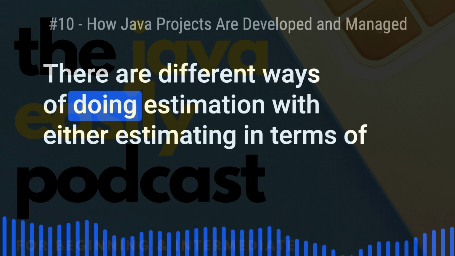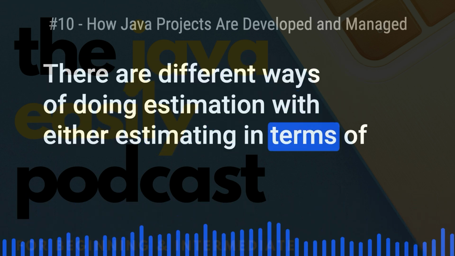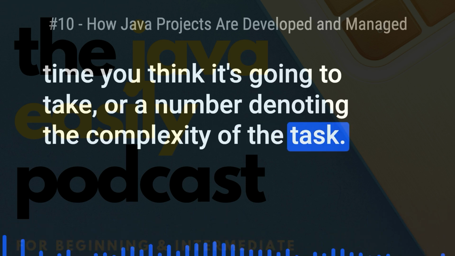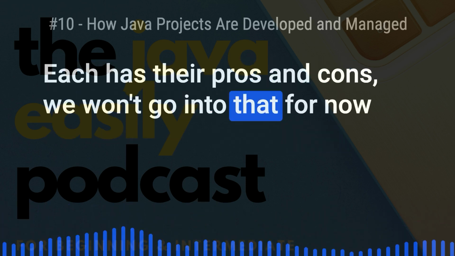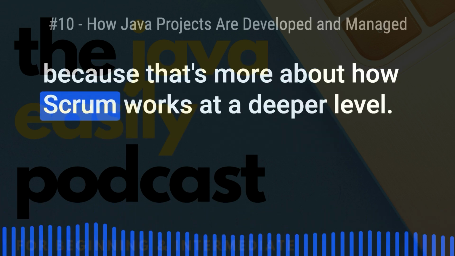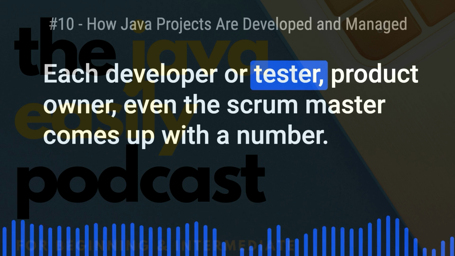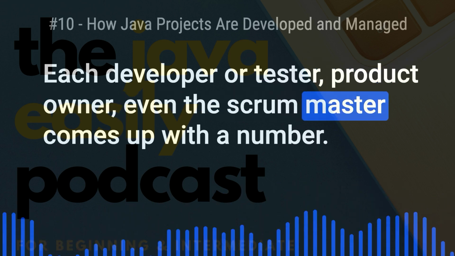There are different ways of doing estimation, with either estimating in terms of time you think it's going to take, or a number denoting the complexity of the task. Each has their pros and cons. We won't go into that for now because that's more about how Scrum works at a deeper level. But nonetheless, that's what happens. Each developer or tester, product owner, even the Scrum Master comes up with a number.